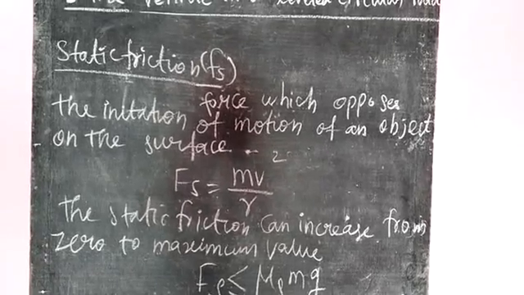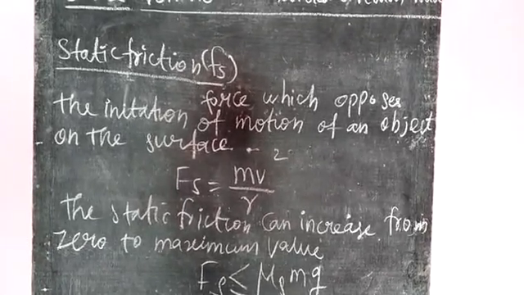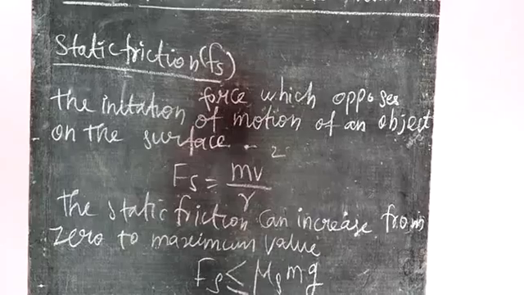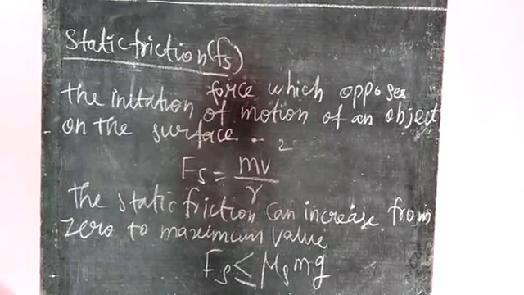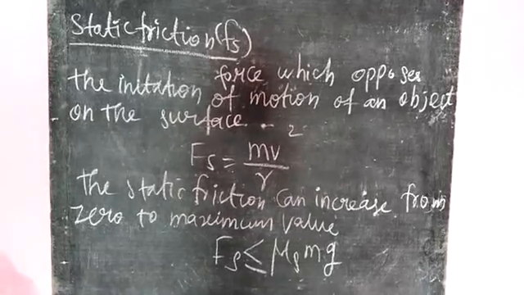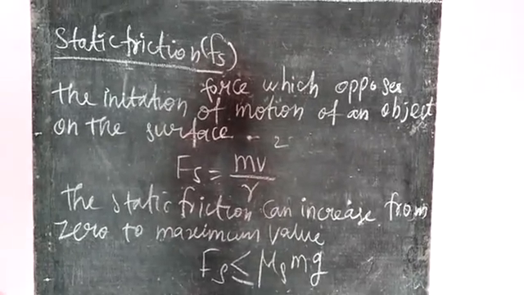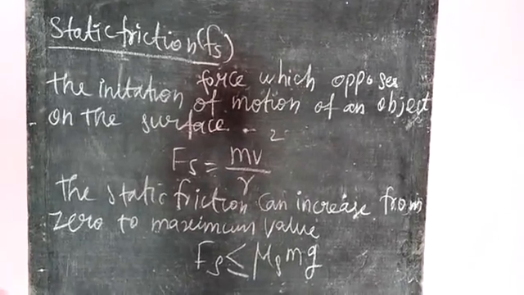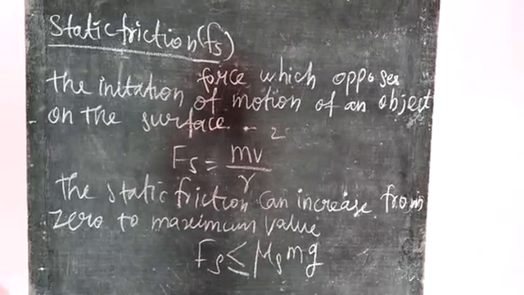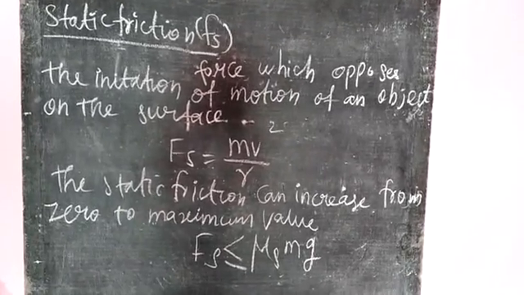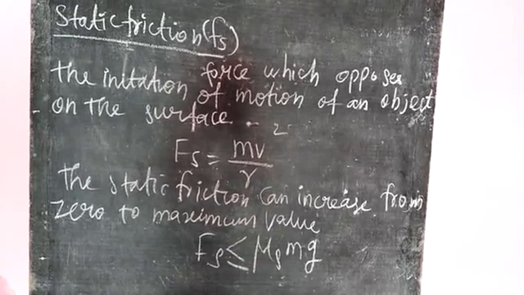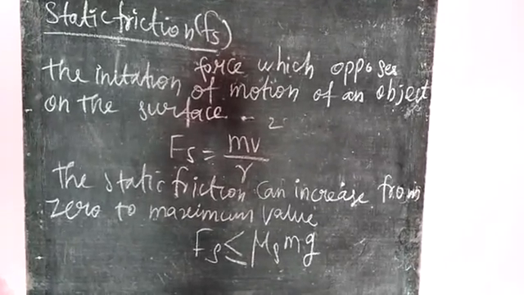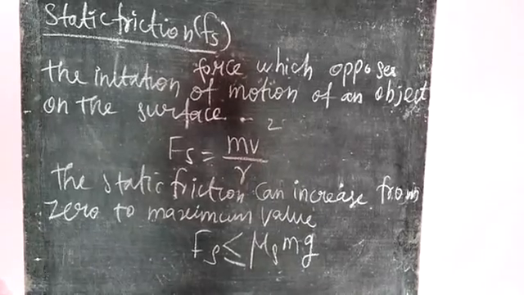Static friction Fs provides the centripetal force mv square by r towards the center of the circular road. So Fs equal to mv square by r. The static friction can increase from 0 to a maximum value: Fs is less than or equal to mu s mg, where mu s is the coefficient of static friction.